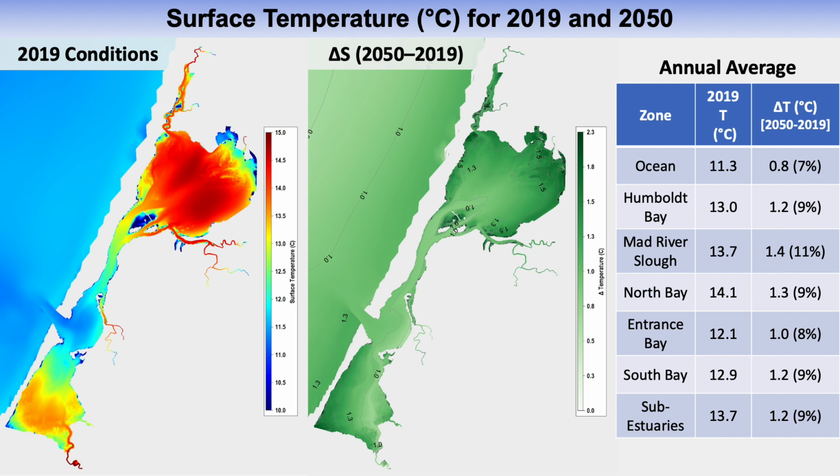South Bay tends to have an average temperature right around 13 degrees C. And up in North Bay, Mad River Slough, and even the estuaries, we tend on average to have about 14 degrees C temperatures in the bay.